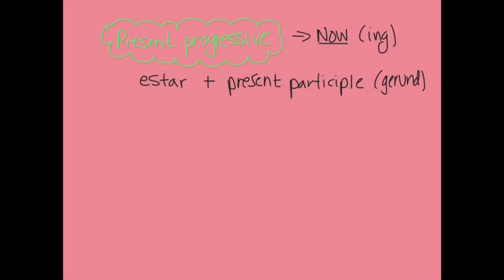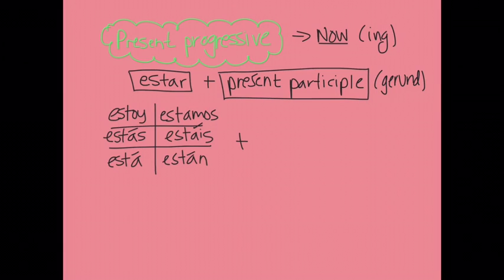Now, what about the present progressive? Remember, we use that to express what's happening now. It's used for emphasis, so it's used sparingly. So, I'm studying right now. It has two parts in this formula, estar plus present participle, or in other words, gerund. That's just fancy for the verb in ing. So we start with the conjugation of estar. You'd have to have that. That's how you get the I am, you are, he is, we are, etc.